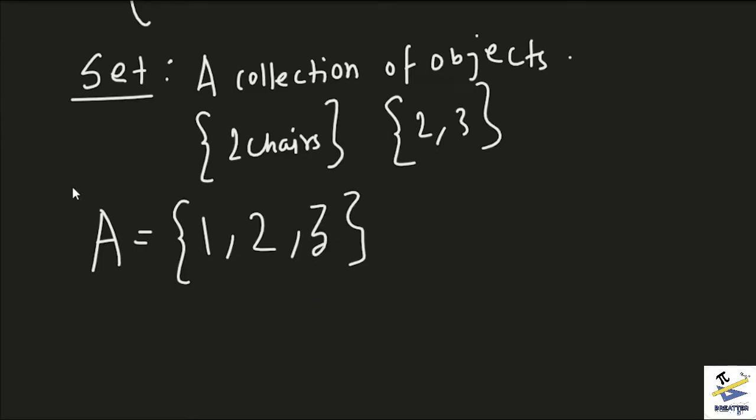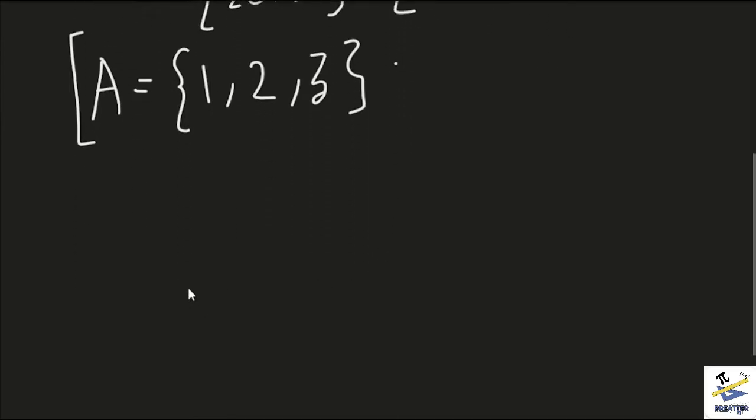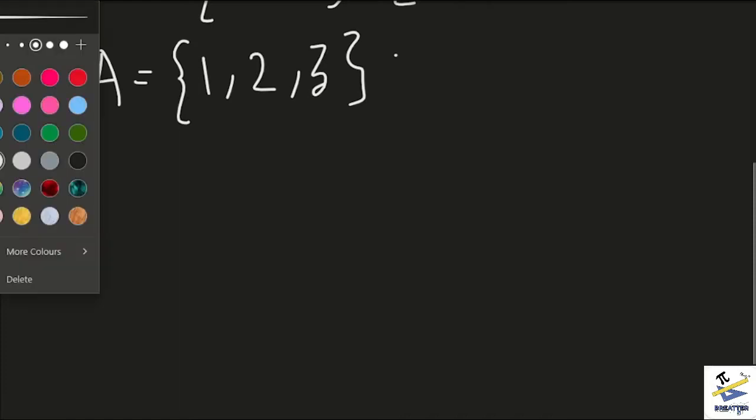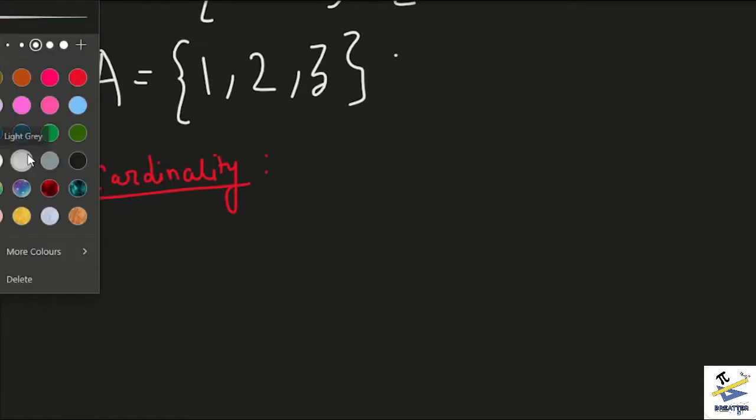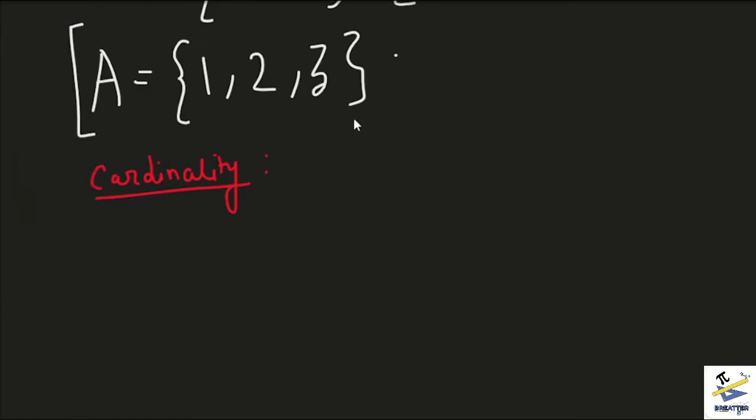Now, we need to study the properties of this set A. How do we do that? Obviously, first of all comes the terminology. So let me write it down. The terminology for the sets would be something like this: cardinality. So what do we mean by cardinality? It basically means the number of elements of the set. So in this set, as you can see, there are three elements, and obviously nothing repeats itself.